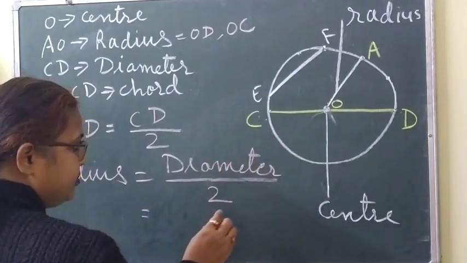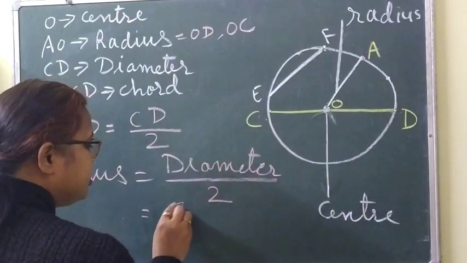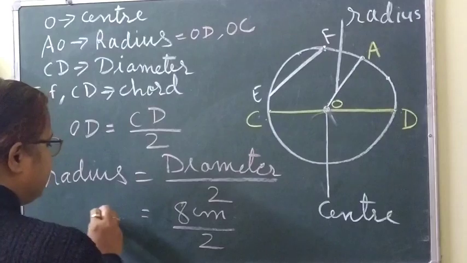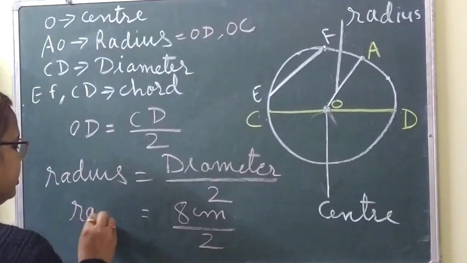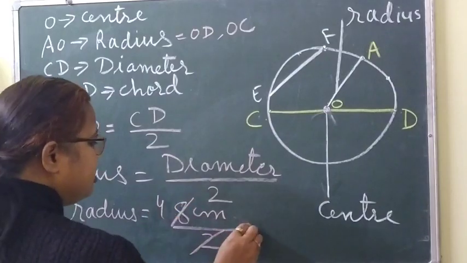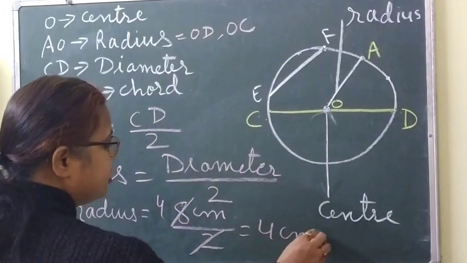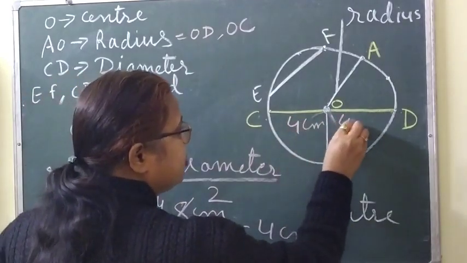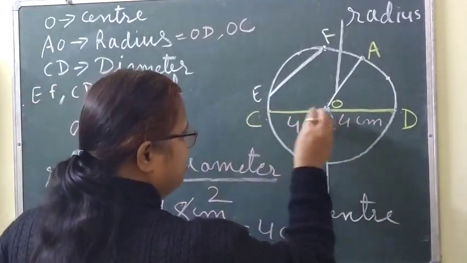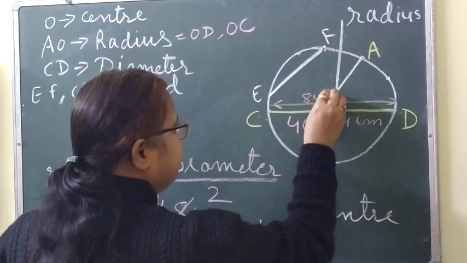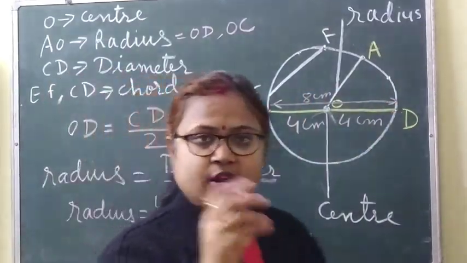Suppose the diameter is given as 8 centimeter, and we have to find out the radius. How will we find the radius? Radius will be equal to 8 by 2, so 4 centimeter. So this is 4 centimeter, this is also 4 centimeter, and the whole is 8 centimeter.